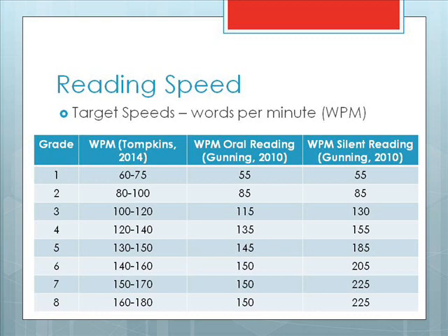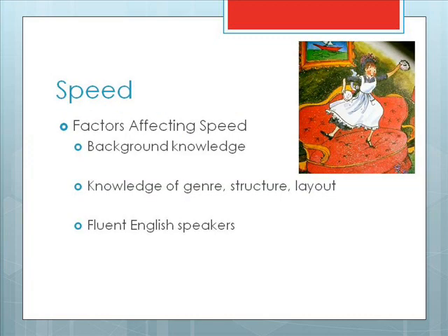Silent reading is faster and more efficient than oral reading. Beyond second grade, silent reading speed should exceed oral reading speed. There are factors that affect how fast a student reads. First, a student's background knowledge about the topic being read can affect the speed. If it is something the student knows a lot about, his or her reading will be faster. This is one reason why it is important to activate background knowledge before reading.